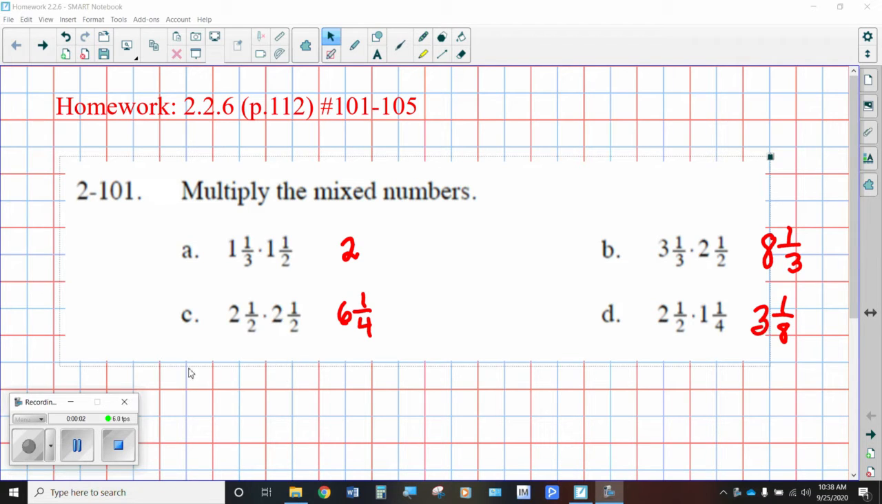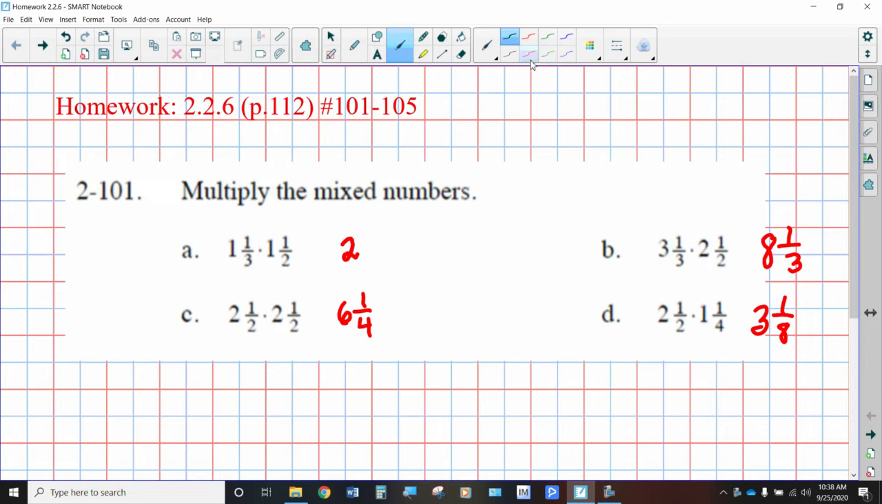Alrighty, let's take a look at our homework for chapter 2.2.6. We've been learning about how to multiply fractions and mixed numbers together. And so here we have 4 examples of mixed numbers that need to be multiplied together. Now, there are a couple of different approaches you could take, but honestly, I think the easiest approach to take with these problems is to change each one of these mixed numbers into a fraction.